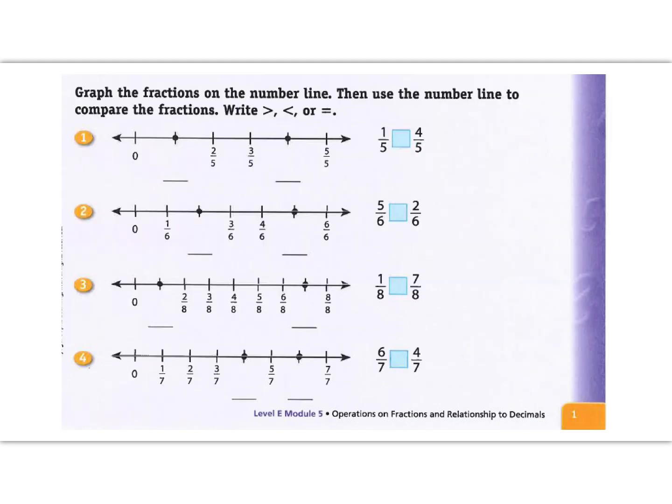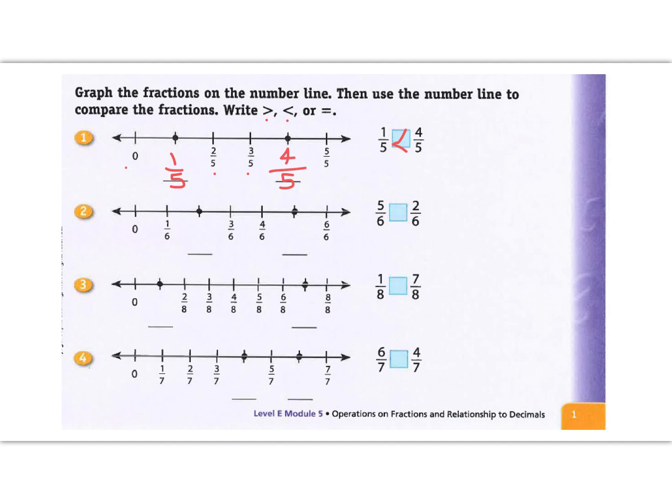So now it says we're going to graph the fractions on the number line, then use the number line to compare the fractions, write greater than, less than, or equal to. So here again, we have 0 and 5/5. Well, 5 over 5, 5 divided by 5 is 1, so 0 and 1. It just looks like a fraction. So then it says to put 1/5 and 4/5 on the number line. Well, 0, and then it would go 1/5, 2/5, 3/5, 4/5. We can see 4/5 is closer to 1, so 1/5 is less than 4/5.